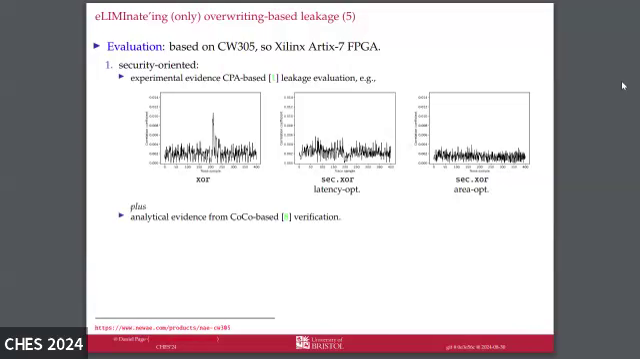I am somewhat terrified to talk about evaluation, but I'm going to do it anyway. So we evaluated this in 2 ways. The first was an empirical evaluation. We prototyped everything on an FPGA and used a CPA-based leakage evaluation. We did this because it makes it fairly easy to ask the specific question about the overwriting effect and not get waylaid by other leakage effects, which are out of scope for what we're doing. We're very focused on this particular effect.